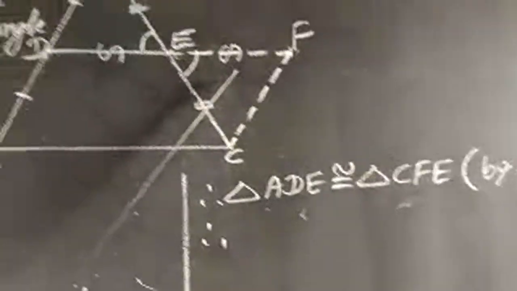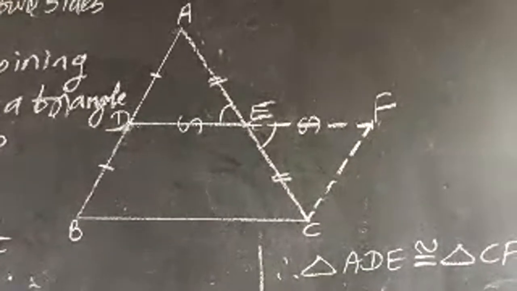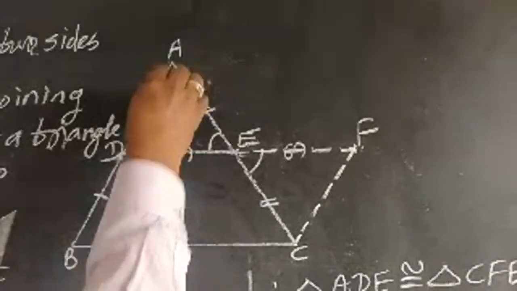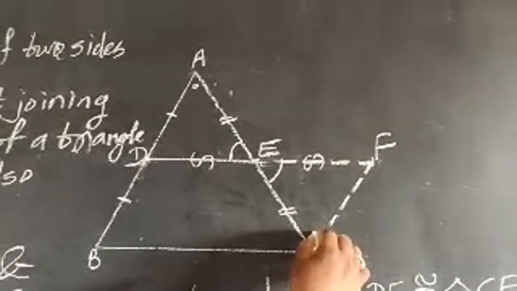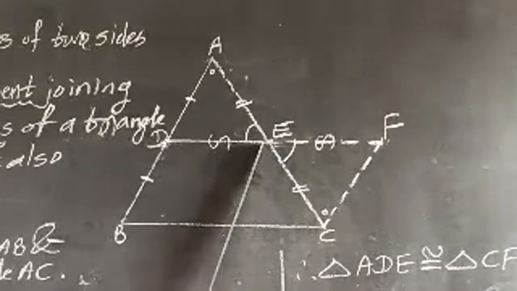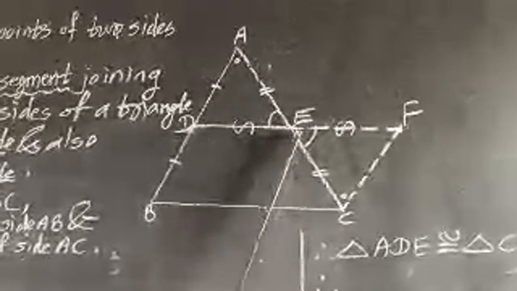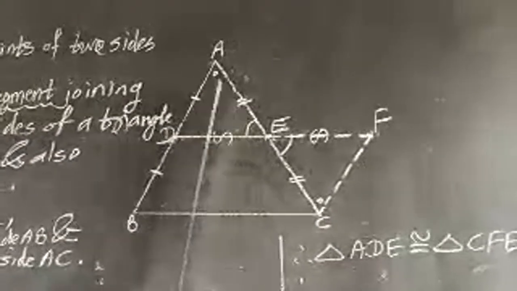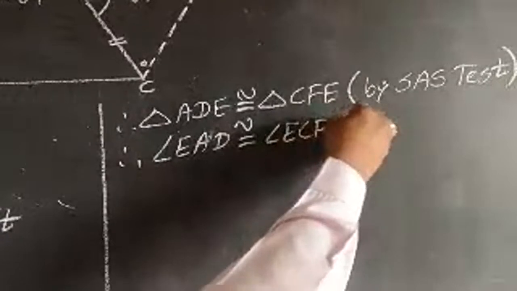Therefore, if two triangles are congruent, then angle DAE is congruent to angle ... this angle A is congruent with angle C. Start from E: angle ECF. And here, start from E: angle EAD. Good. Angle EAD is congruent to angle ECF.